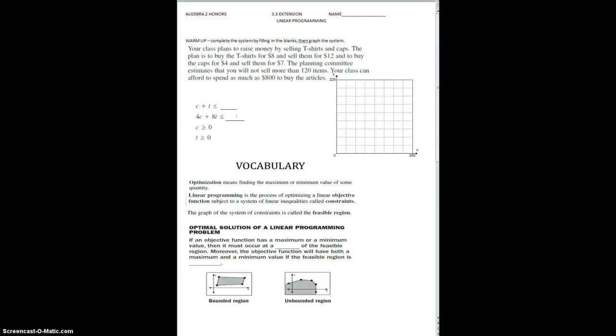3.3 extension, linear programming. Please complete the warm-up and pause while you do your work. After you're done working, then pause and compare your work with my work.